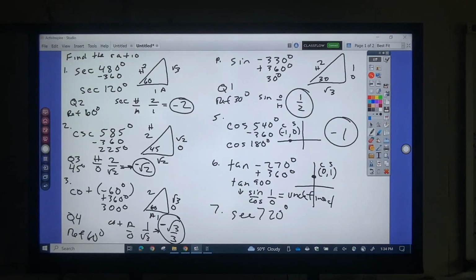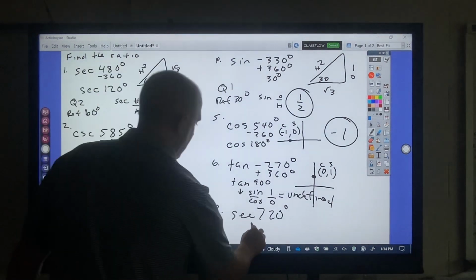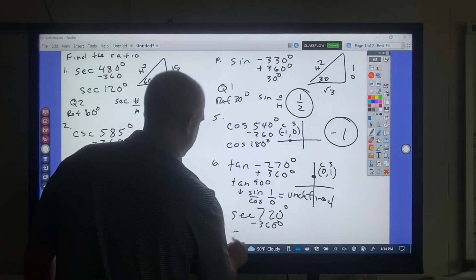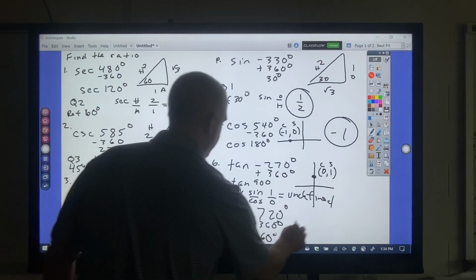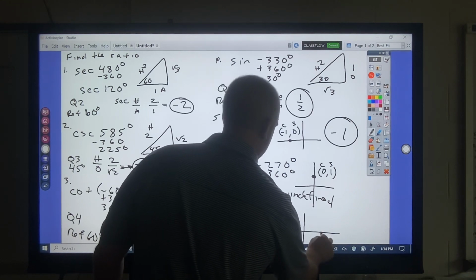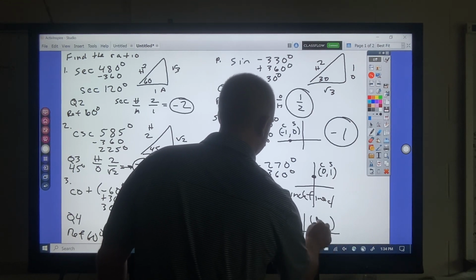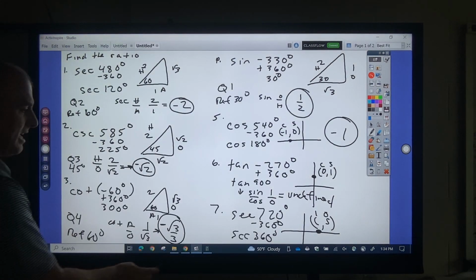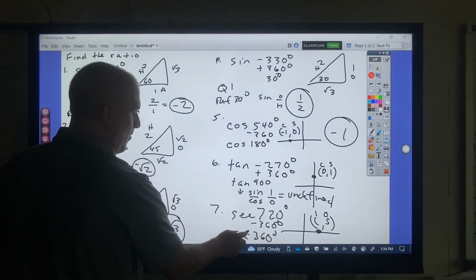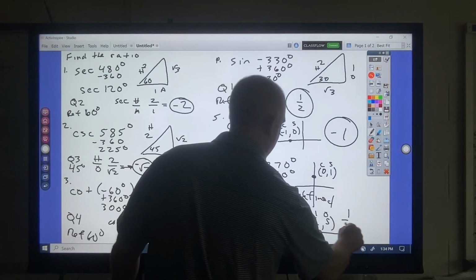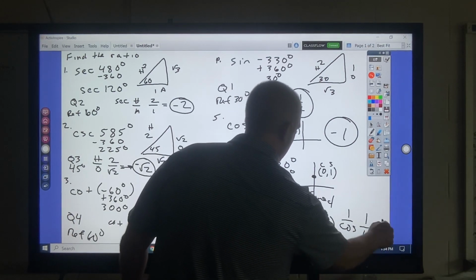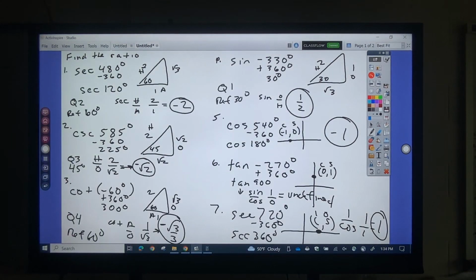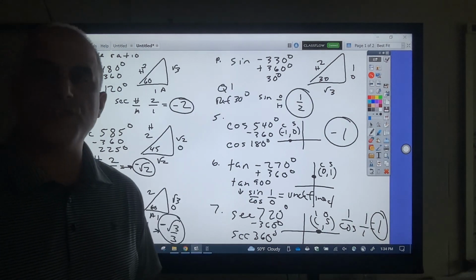Secant of 720, I'd subtract 360. I get secant of 360 degrees, which is right here. Cosine and sine, that's 1 and 0. Now, secant is not one of those, so I should write that as 1 over cosine, so 1 over 1, which gives me 1. So, the same things we've done with our axis points. You can go ahead and pause your video.